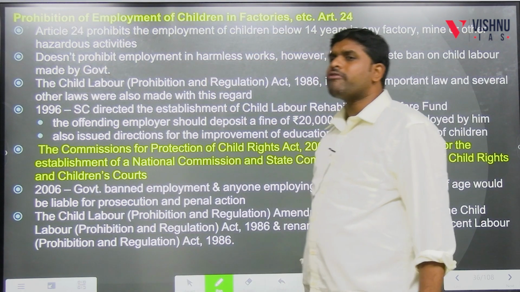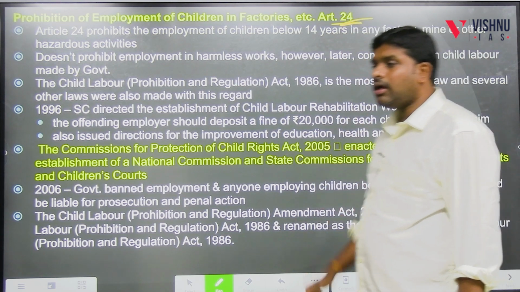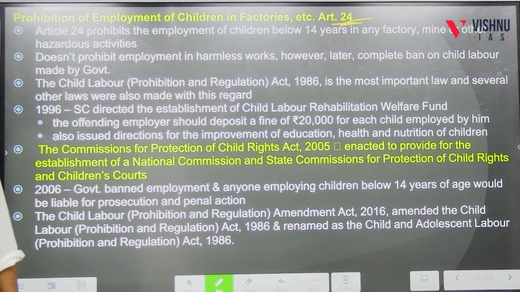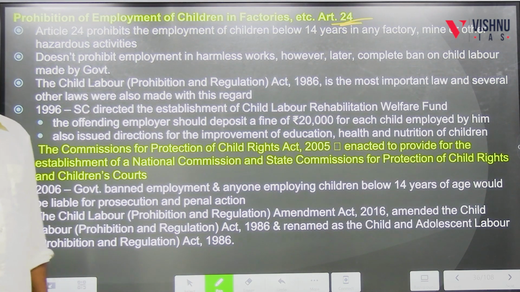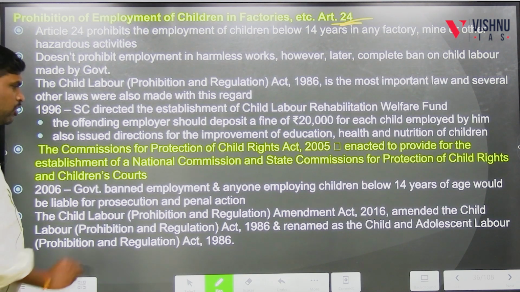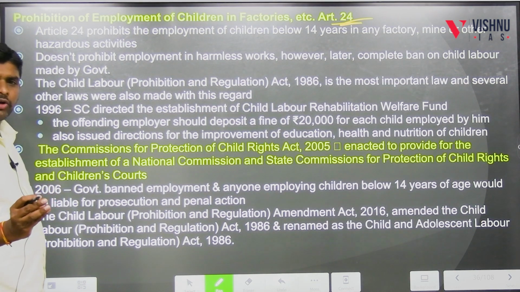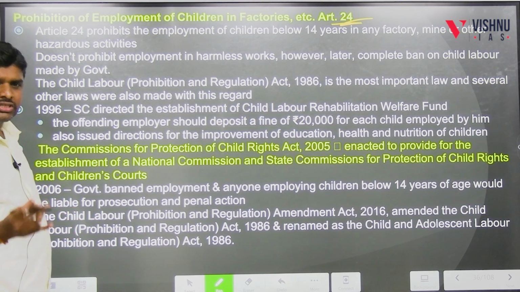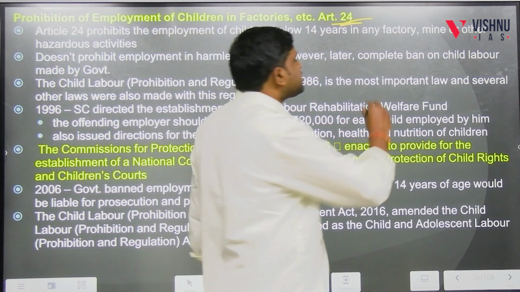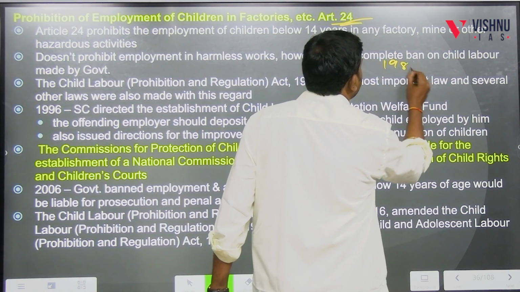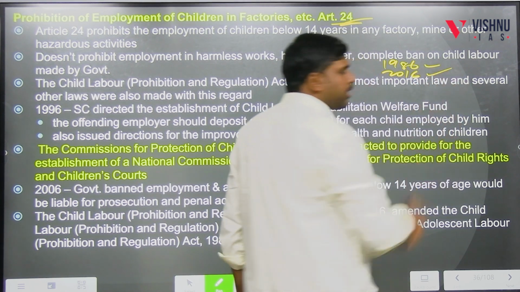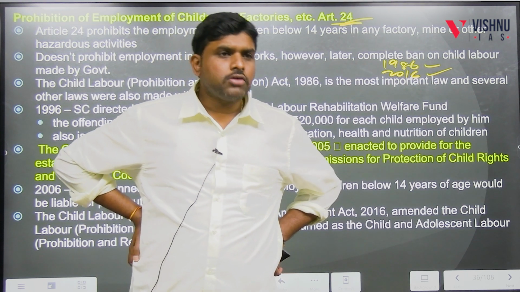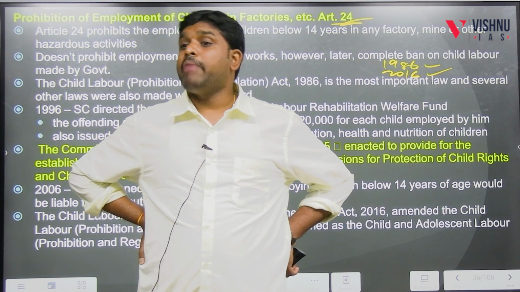Next act, prohibition of employment of children in factories, etc. Prohibition of employment of children in factories and industries, Article 24 of the Constitution. Three legislations were made, called the Child Labour Prohibition Act of 1986 and the Child Labour Prohibition and Regulation Amendment Act of 2016. With respect to child labour, two acts were made: one is the 1986 Act, the other is 2016. Listen to this. Child Labour Prohibition, Article 24 of the Constitution. So the Constitution itself banned child labour.